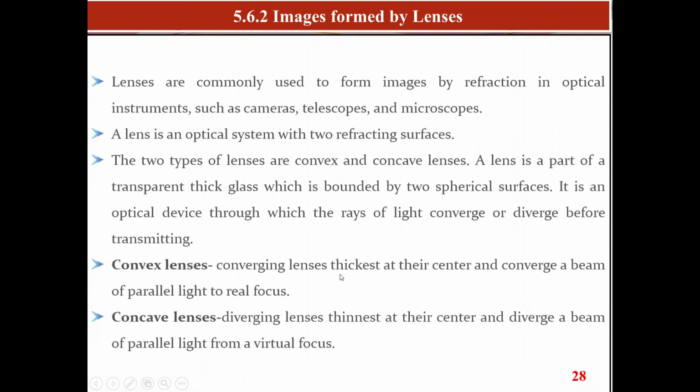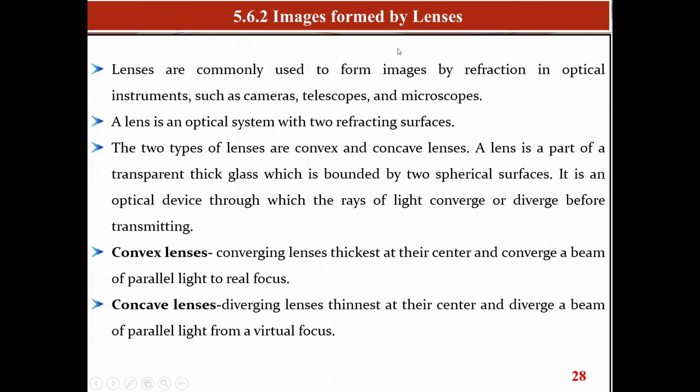Okay, so 5.62, image formed by lenses. Lenses are commonly used to form images by refraction in optical instruments such as cameras, telescopes, and microscopes. A lens is an optical system with two refracting surfaces. The two types of lens that we have are convex lens and concave lens.